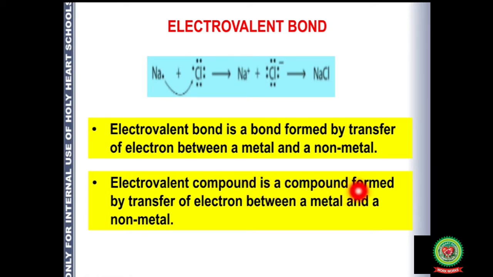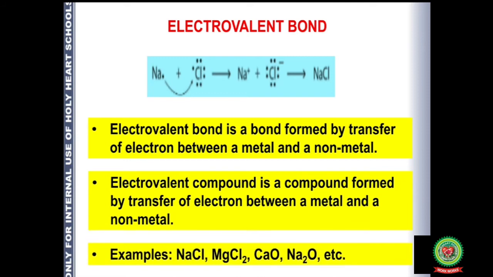Electrovalent compound is a compound formed by transfer of electron between a metal and a non-metal. Examples of electrovalent compounds are sodium chloride, magnesium chloride, calcium oxide, sodium oxide. We can take many more examples like potassium chloride, potassium oxide, lithium oxide likewise. Why? Because in these compounds, there is a transfer of electron. If a compound has a metal and a non-metal, the bond that exists between them is an ionic bond. So remember that as well.